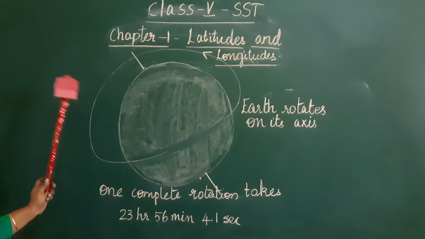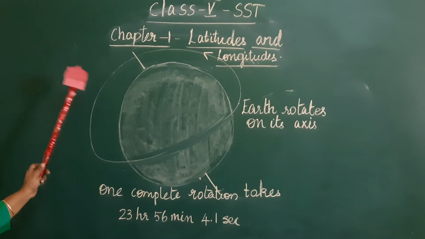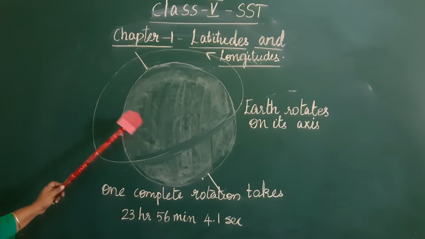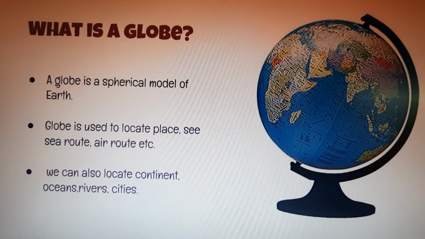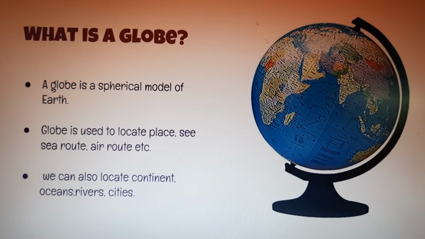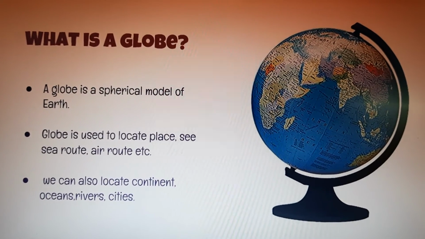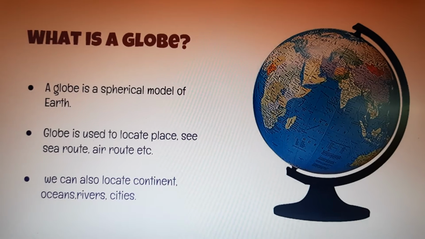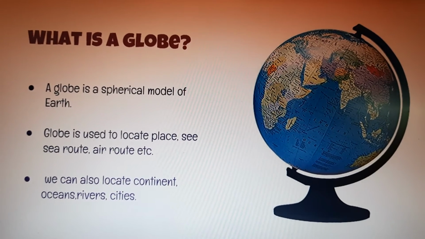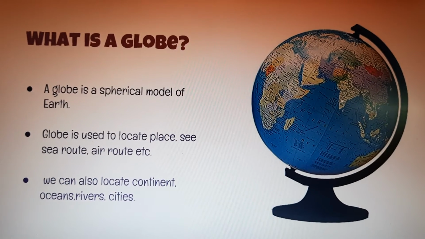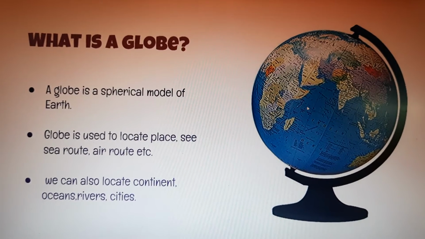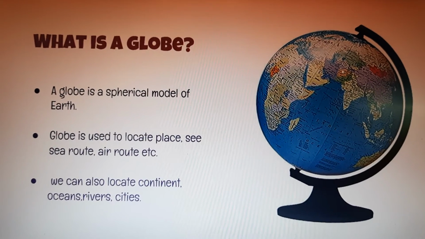Okay, so now we will learn about the globe and more about latitudes and longitudes. So children, here you can find the picture of a globe. So what is a globe? In a globe you can find all the countries and all the continents around the world, and you can find the exact shape of the earth. So this is a globe and it is in a spherical shape.